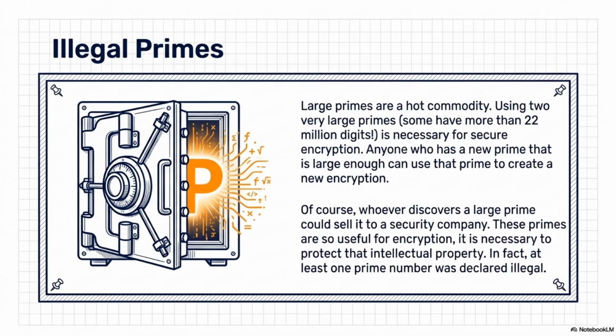Which brings me back to the hook we started with, because I was reading the Who Knew sidebar in the textbook, and it mentions illegal primes. And my first thought was, wait, how can a math concept be illegal? Right, sounds absurd. But because these large primes are the physical keys to secure software, they have immense commercial value. They literally become the intellectual property of security companies. So a number gets copyrighted.